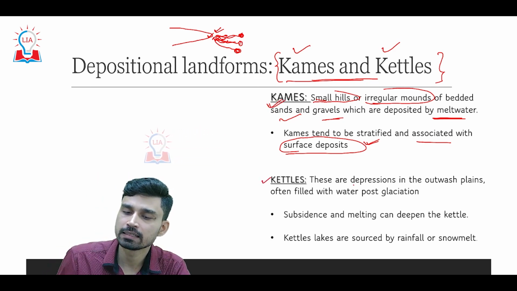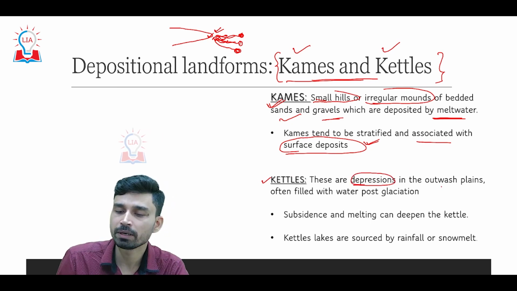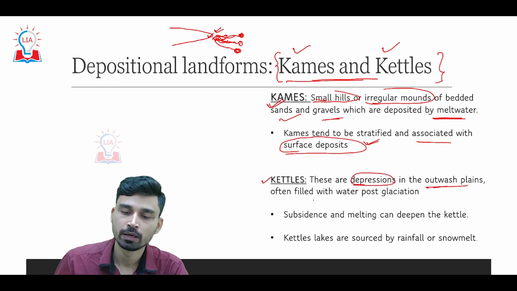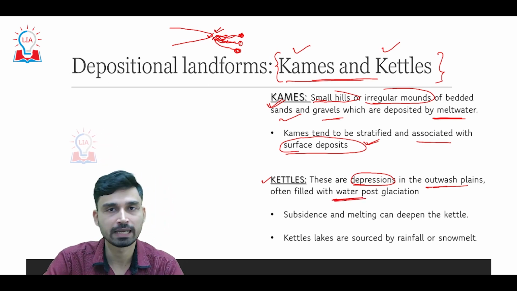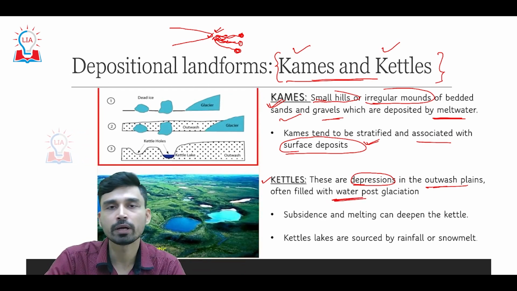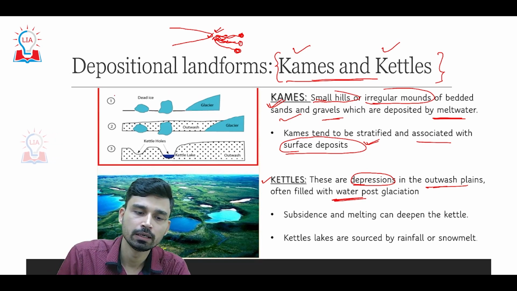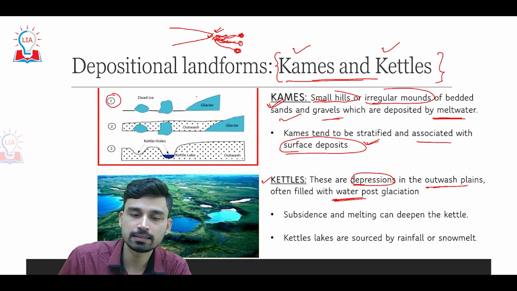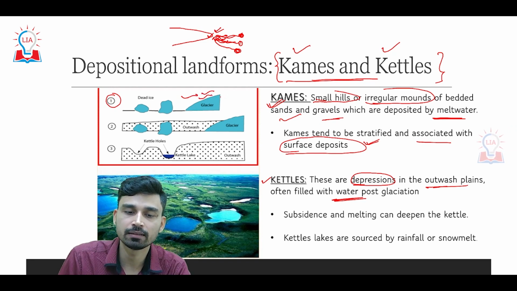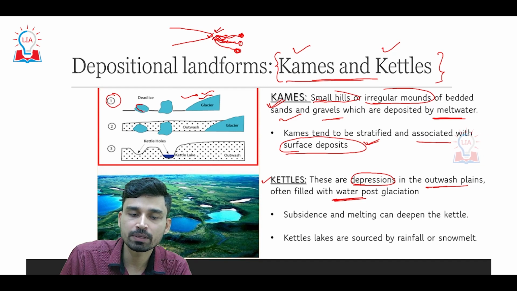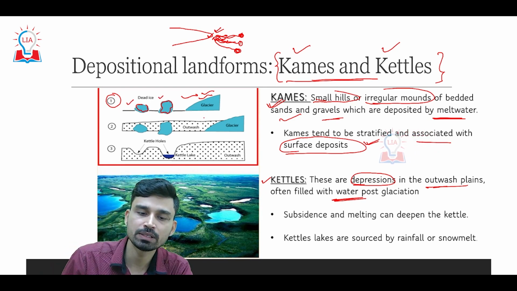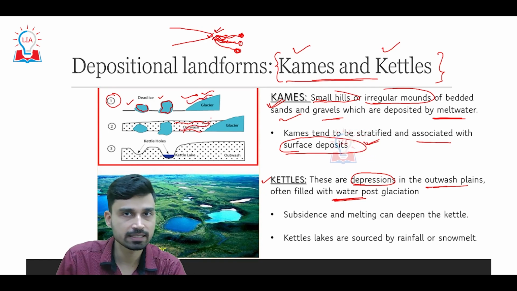Similarly, kettles are depressions, large to small depressions that develop in the outwash plains, and they are often filled with water post glaciation. So let us try to understand how kettles form. For example, this is picture number 1. So if you refer here, this is the time when the glacier is on the retreat. So the main block of glacier is retreating in the northern direction. However, here and there, large to small ice fragments of these glaciers remain trapped in these plain areas. Now gradually there will be development of the plains, sediment will be deposited by the retreat of the glaciers as we have discussed before.